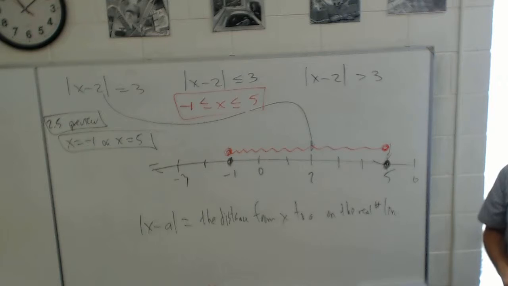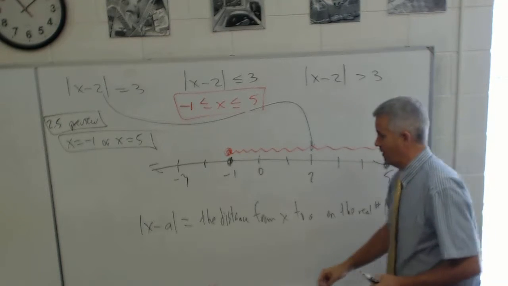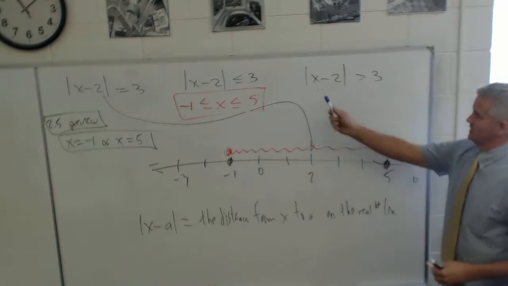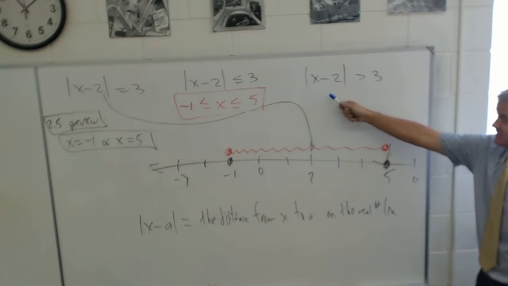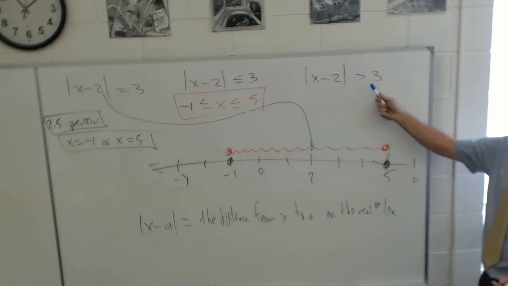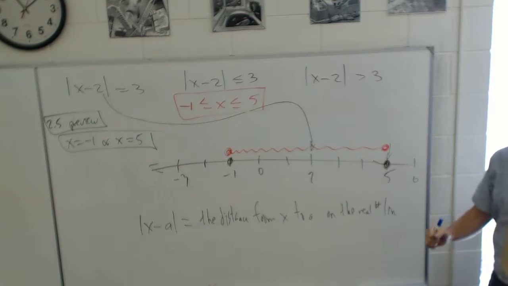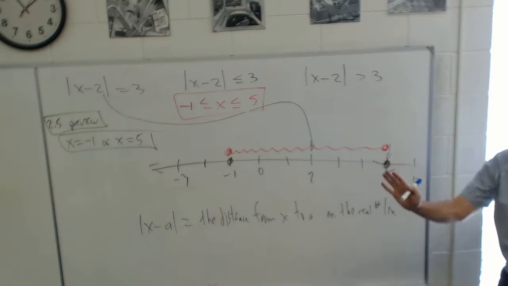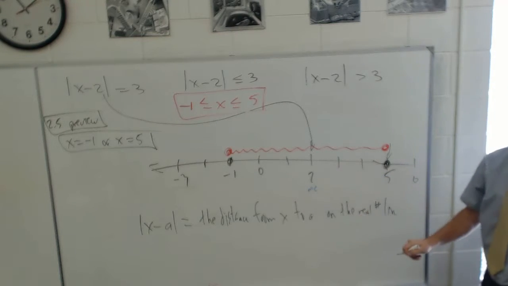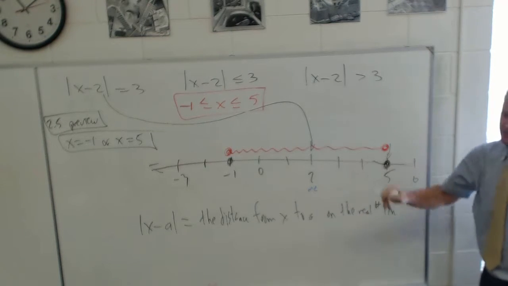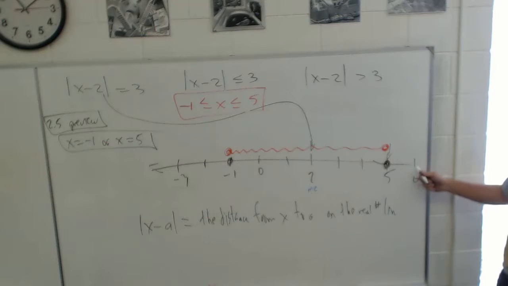And so, who's up next? Thomas? Elizabeth. What's the solution to this one? Where can x be if its distance from 2 has got to be more than 3? It's like, stay away from me. At least 3 away from me. Where can it be? Here's me. Where can you be? 6. 6 is good. -2 is good.